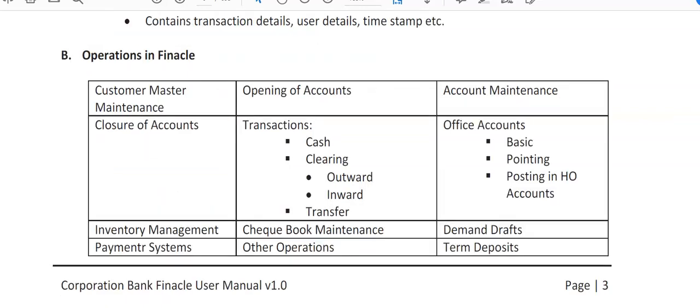Operations in Finacle: customer master maintenance, CIF ID creation, opening of accounts, account maintenance, closure of accounts, transactions. I hope you all know what is a cash transaction, clearing, outward and inward, transfer transactions. And there are three types of office accounts, right? Basic, pointing, posting and HO accounts. How we post in HO accounts, I'll share in future videos. So this will help you in your working in the branches. Inventory management, checkbook maintenance, demand drafts, payment system, other operations and term deposits.